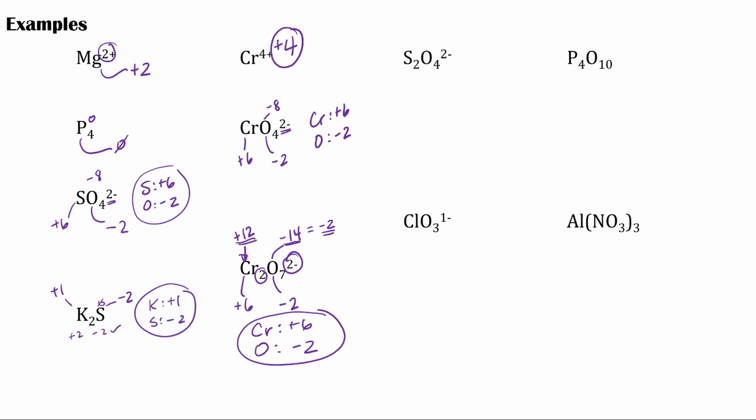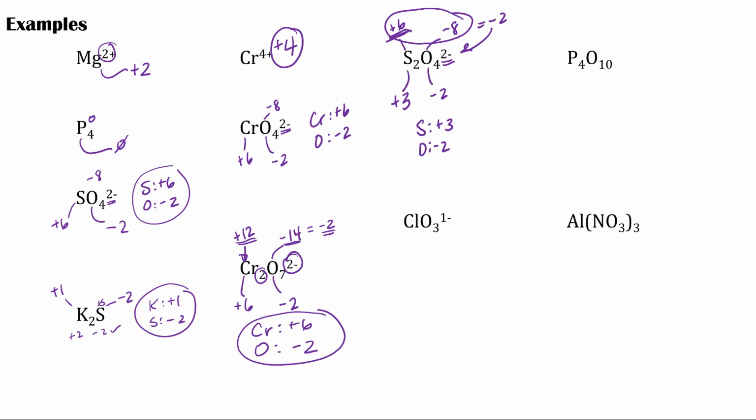All right, S2O4 2-. That's going to be -8 altogether, because each oxygen is -2. And we want 2 negatives left over. So that means that the sulfur altogether has to be +6. That means each sulfur is +3. So sulfur would be +3, oxygen would be -2. If we add these together, we get -2. That's how I knew this was going to be +6.